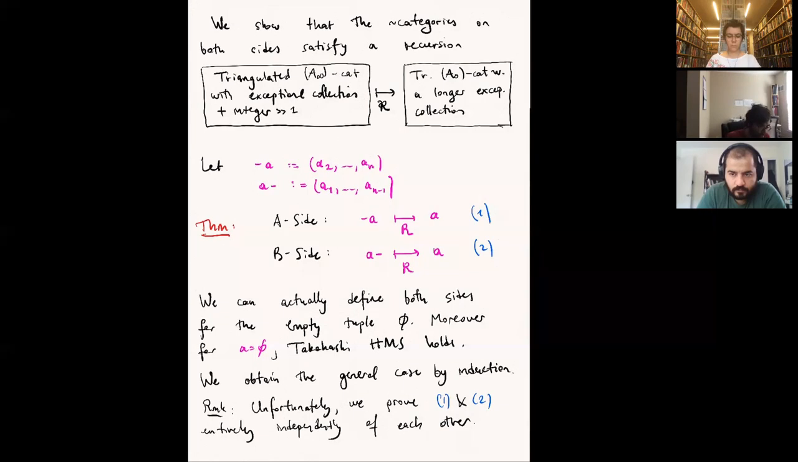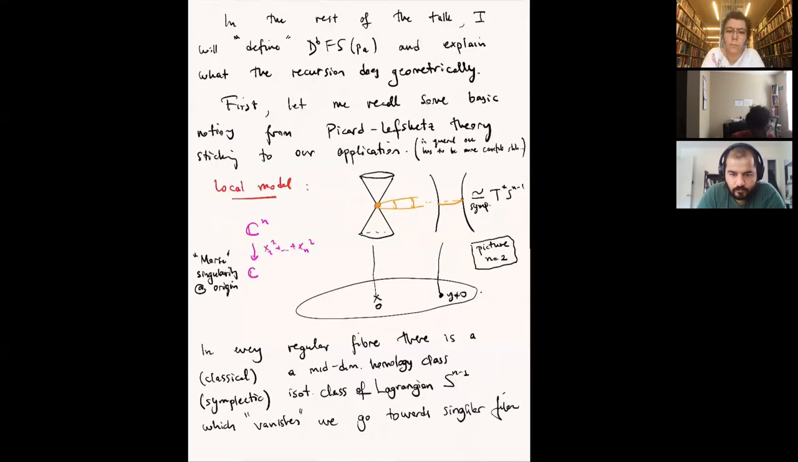Okay, and as I already mentioned, the proofs are independent of each other. So I'm not going to tell you anything about the B side. I'm going to try to tell you something about the A side. So for the rest of the talk, I'm not really going to be able to define it, but I'm going to try to give you a flavor of what kind of object this Fukaya-Seidel category is, and also try to explain what this recursion does geometrically. I'll also say what it is in the end, algebraically, but my goal is to at least try to signal something about how it comes about geometrically.